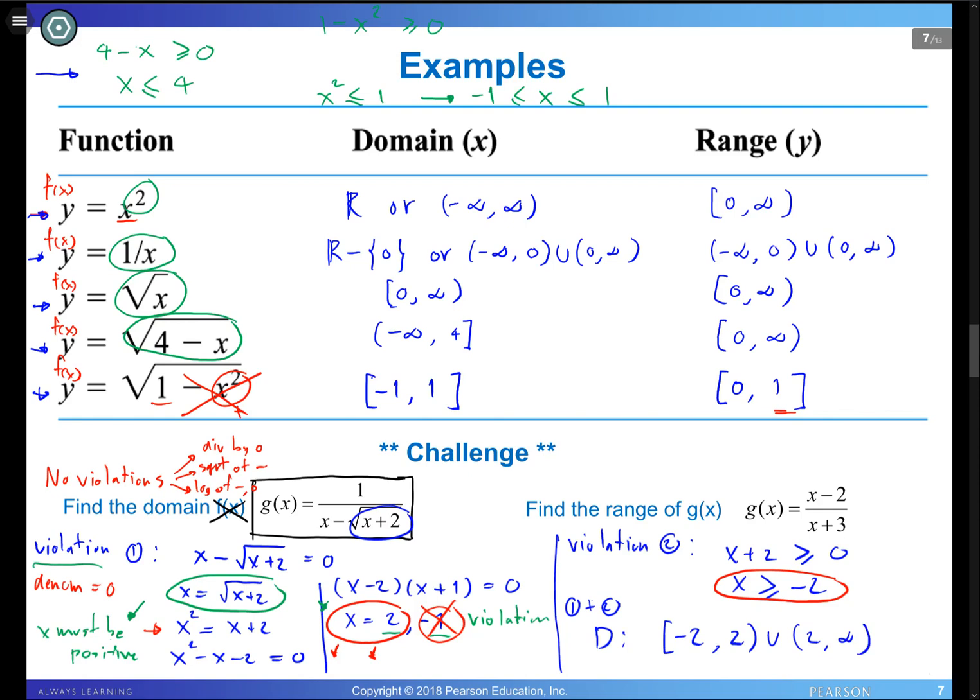As you can see here, this one is a challenge because we have two violations to be careful of. One is the denominator, which is about division by 0. The other one is about the square root that we have in the function. When we combine them, we just take out the exceptions, and we have arrived at the final answer. Okay, what about we try another one?